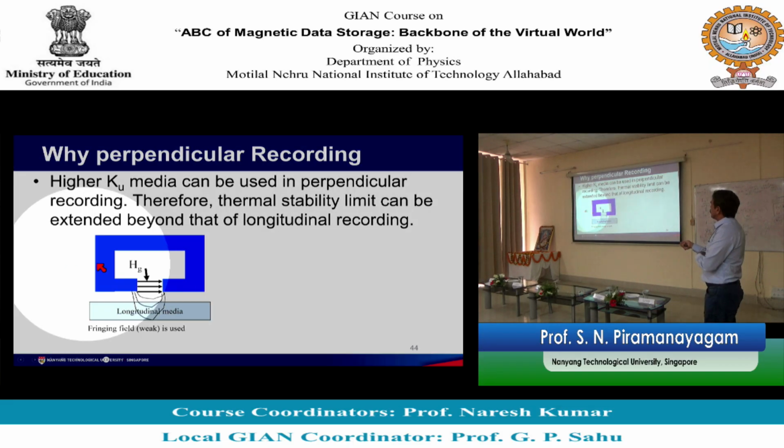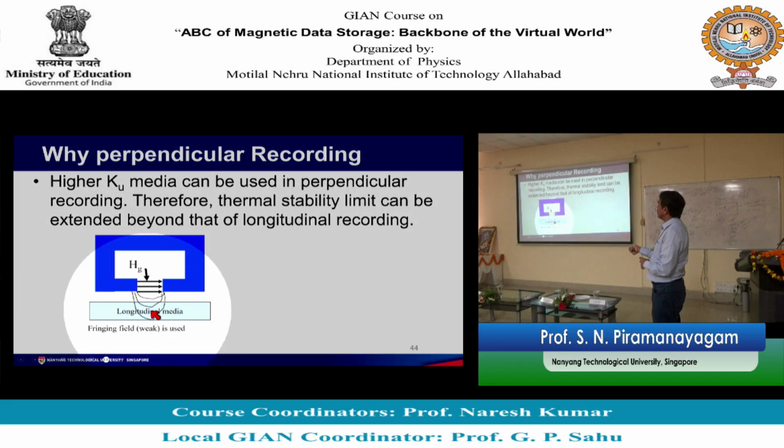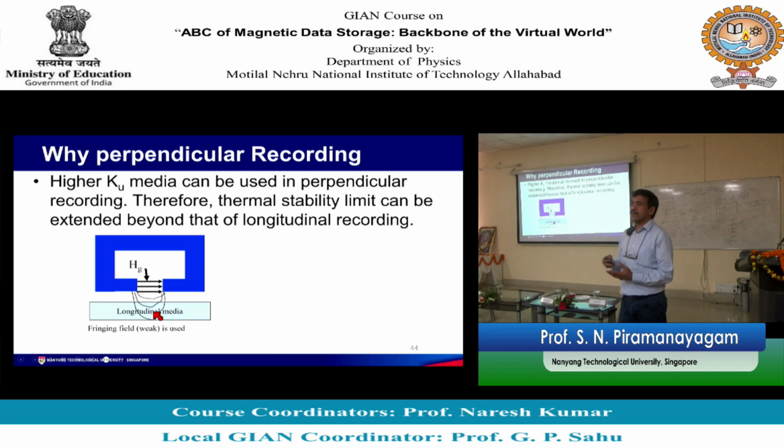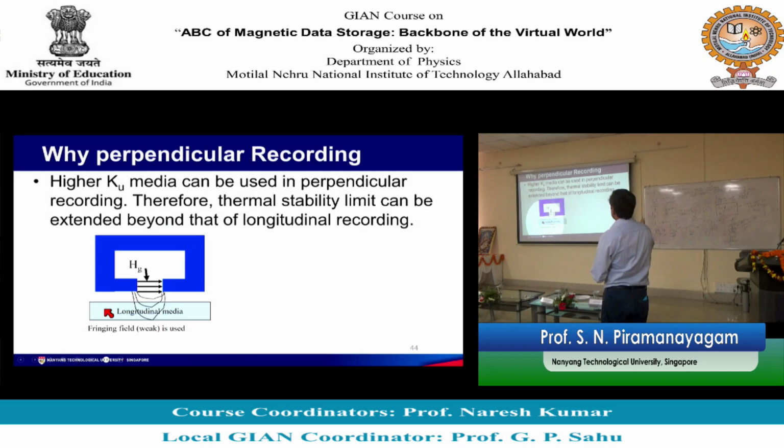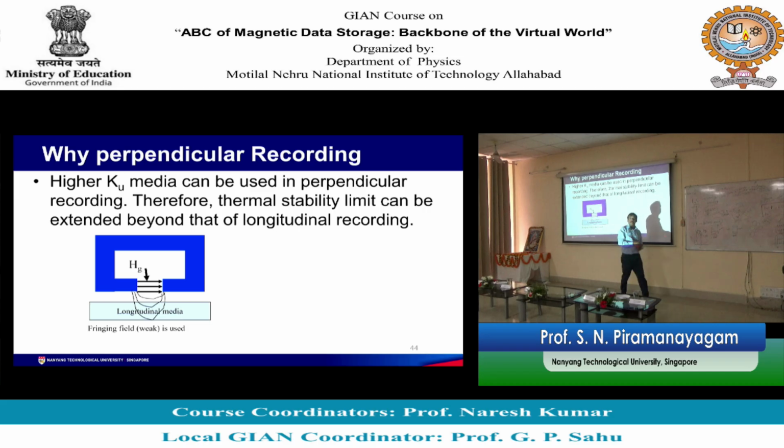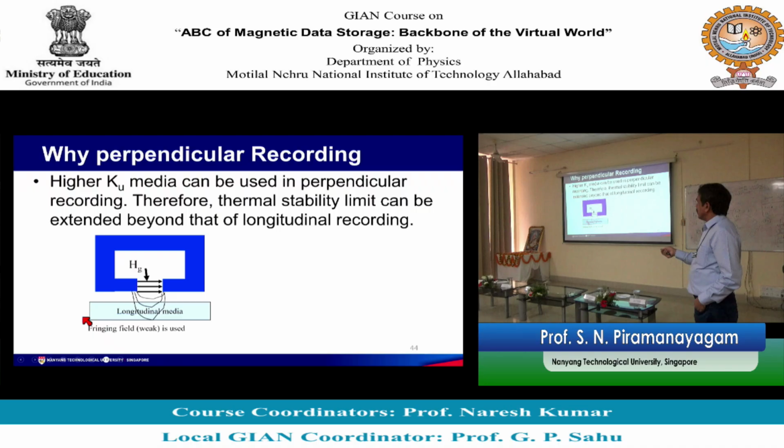Here, if you see, the recording media is here. We are not using the strongest field to write information. The strongest field is here, in the gap, but we are using the weaker field, which is the fringing field, for writing information. For example, if you get 1.5 Tesla or 2 Tesla here, you may get only about 0.8 Tesla or less than 1 Tesla here. So we are using the weaker field to write information. That is why longitudinal recording technology has a limitation.